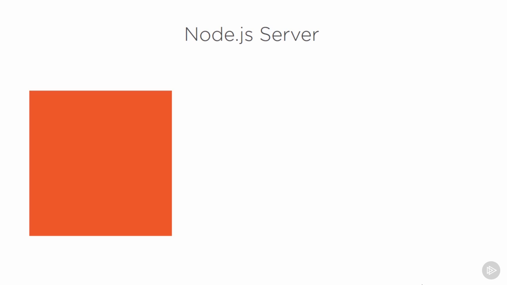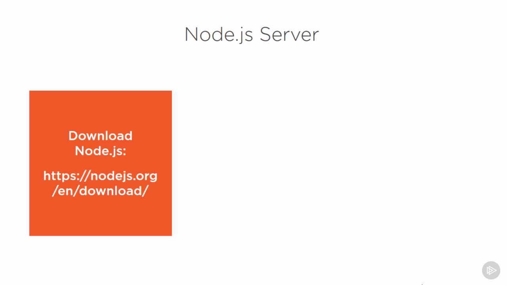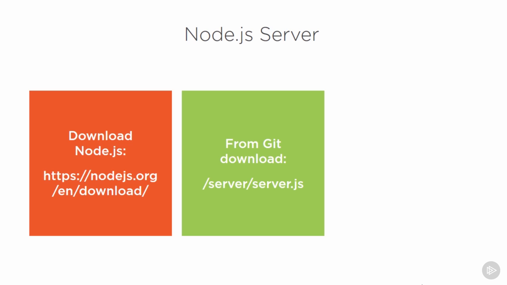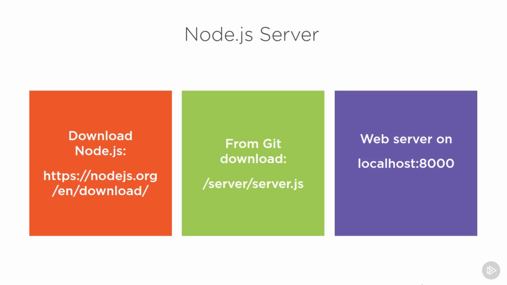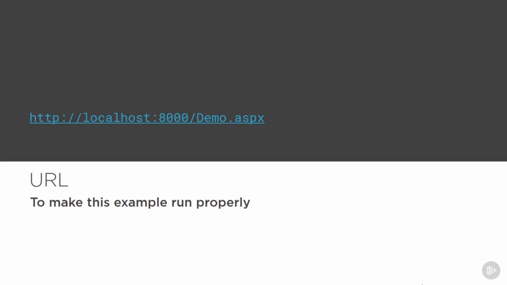Basically, you need to make sure that you download Node.js, and you can get that at this URL. From the GitHub location, you will see a folder called /server. Inside of there is a server.js that we will run at command line. And what that does is it's going to start a web server on your localhost port 8000. Now the command to start that is node server.js. So what you'll do is you'll open up your browser to this URL.